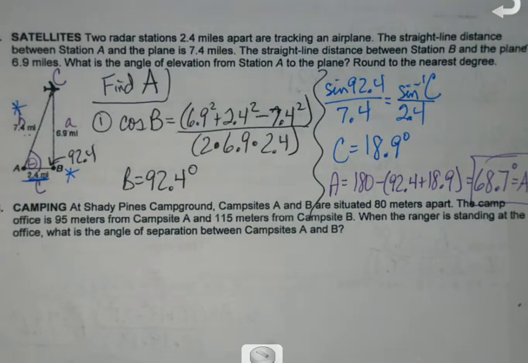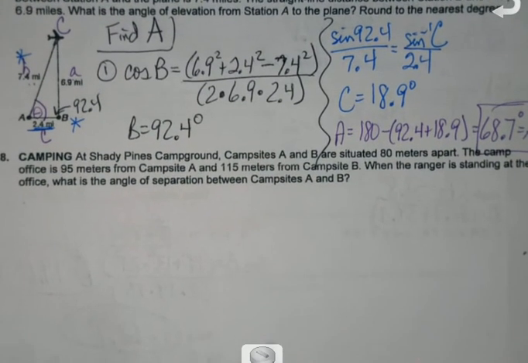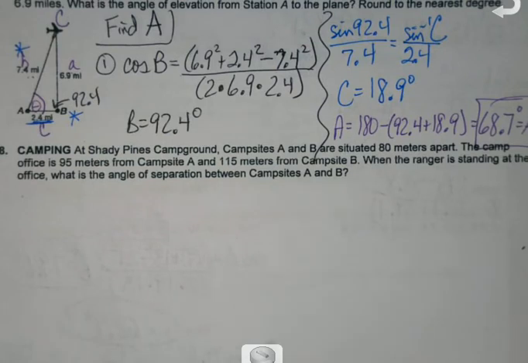So one more here, and then I want to take a look at a few on the packet, because again, I want to reinforce that these aren't bad. It's just plugging numbers into formulas once you get the hang of it here a little bit. So all right, last one on the notes. So camping at Shady Pines Campground, campsites A and B are 80 meters apart. Oh, okay.